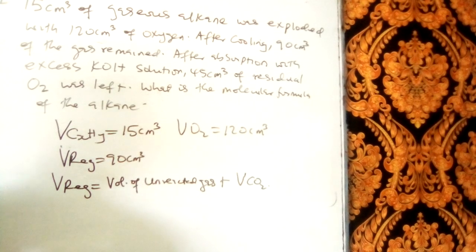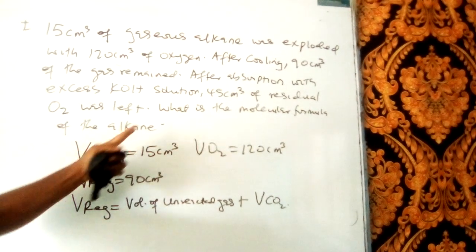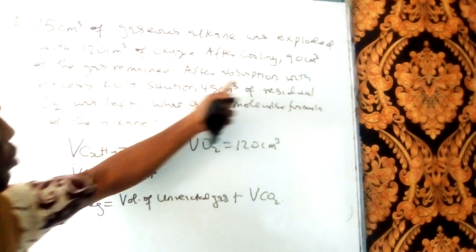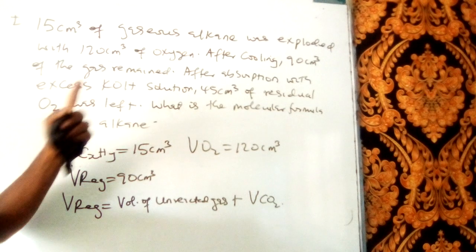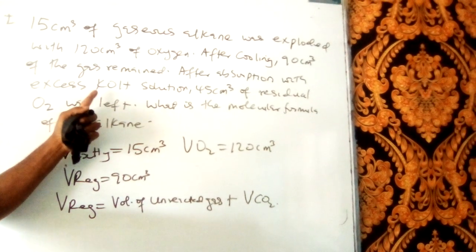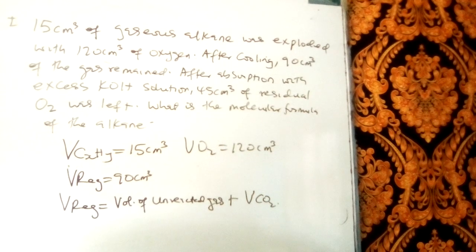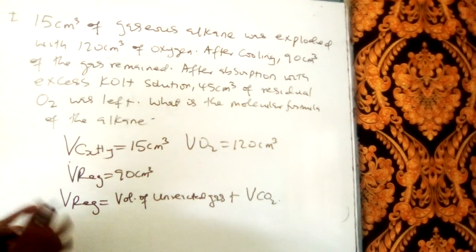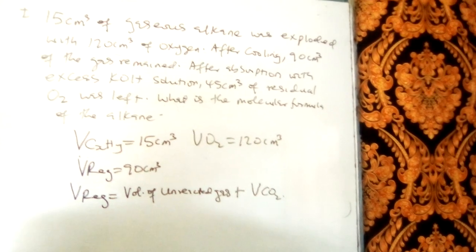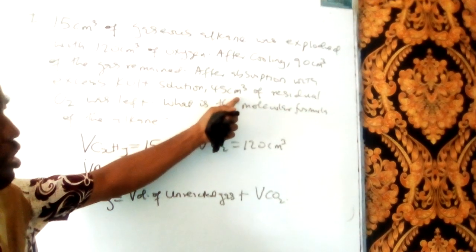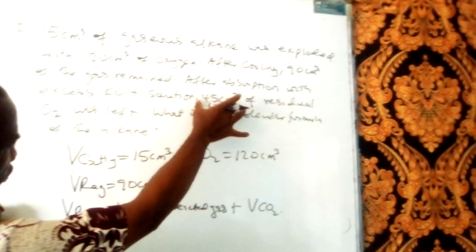Which of the gases is in excess here? If you read the question, you have a clue. The gas that is in excess is oxygen. They say after absorption with potassium hydroxide. Which gas is absorbed by an alkali, be it KOH or NaOH? It is carbon(IV) oxide. So when the mixture was passed into alkali, CO2 was absorbed, and what remains is 45 cm³ of oxygen. So the unreacted oxygen gas is 45 cm³.